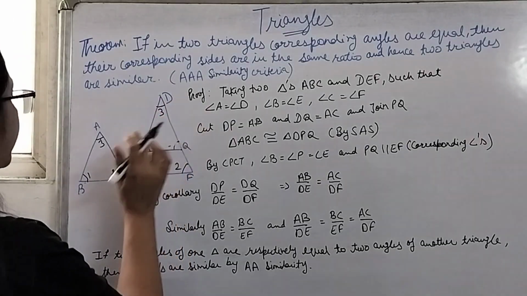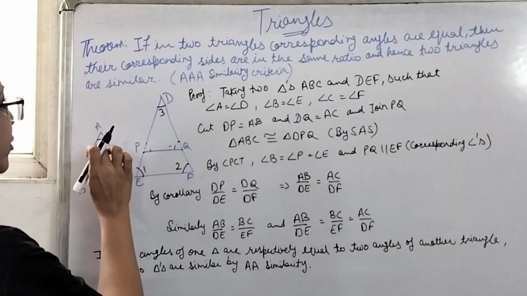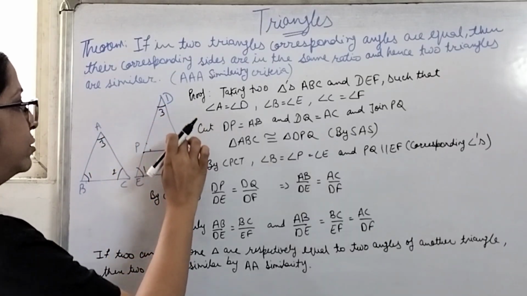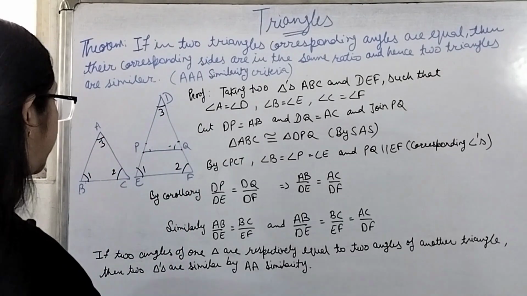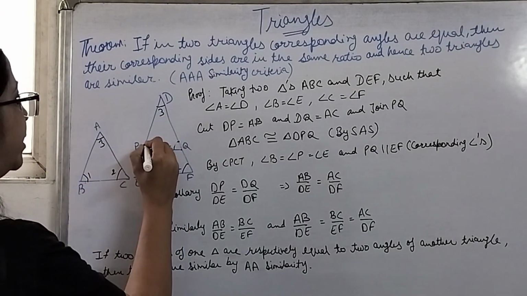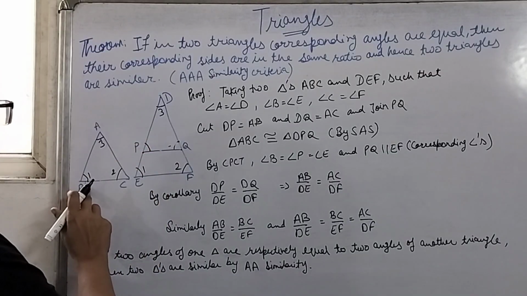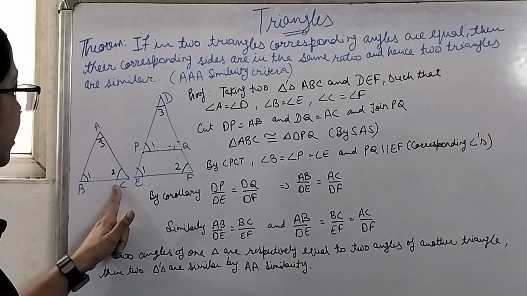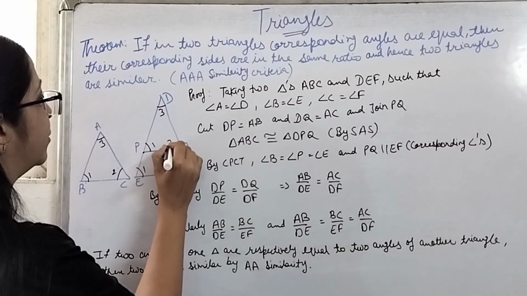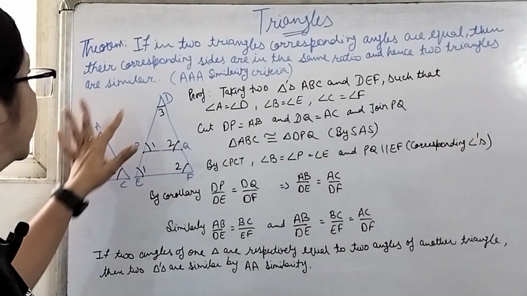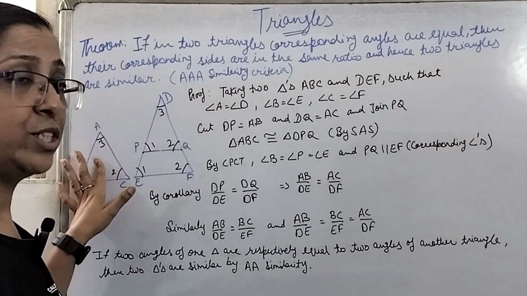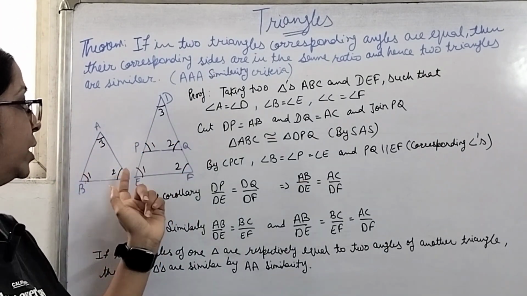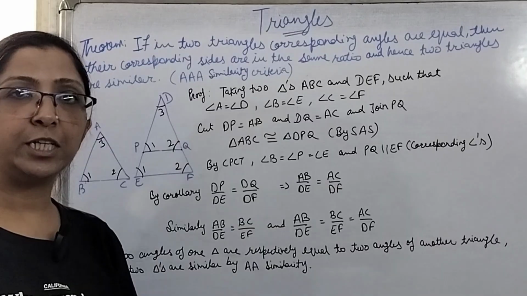Till now we only knew that this angle is equivalent to this angle, this side is equal to this side, and this side is equivalent to this side. Now by CPCT we can say that angle B will be equivalent to angle P. That means if this angle is 1, this will also be 1. Similarly, if this is angle 2, this angle will also be 2 because these two triangles are congruent, as we have just proved. So by CPCT these two angles will be equal and these two angles will be equal.